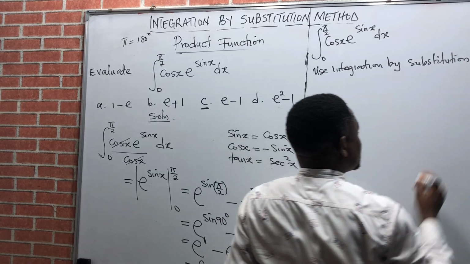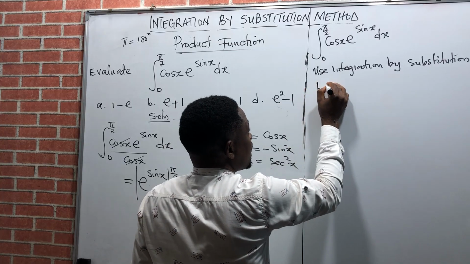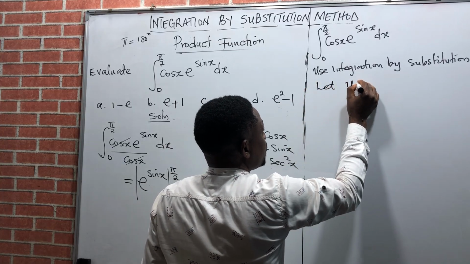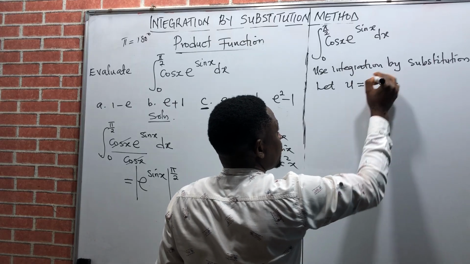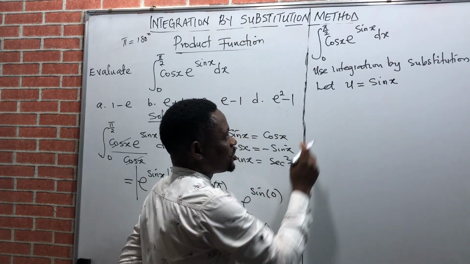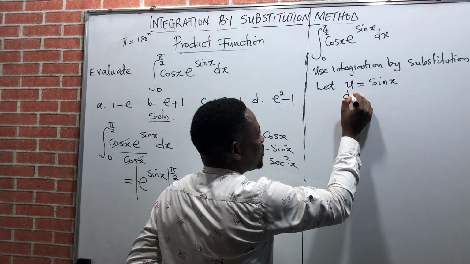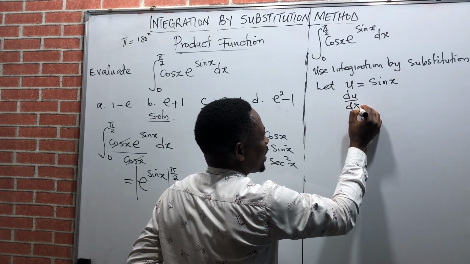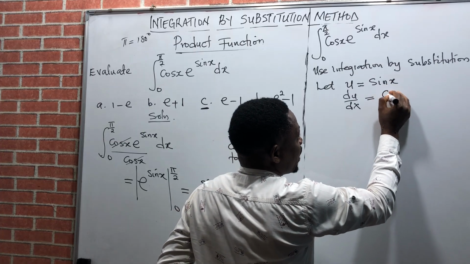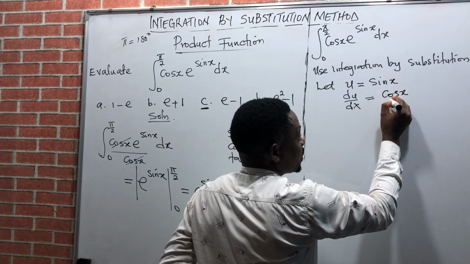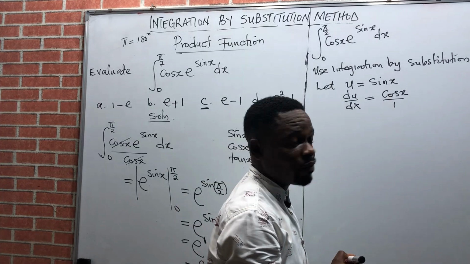If you are using the integration by substitution method, the first thing is to say, let u be the power. What's the power? Sine x. Then next is to differentiate u with respect to x. It will give you du over dx, which is now equal to the differentiation of sine x. Sine x is cos x. I've told you already.